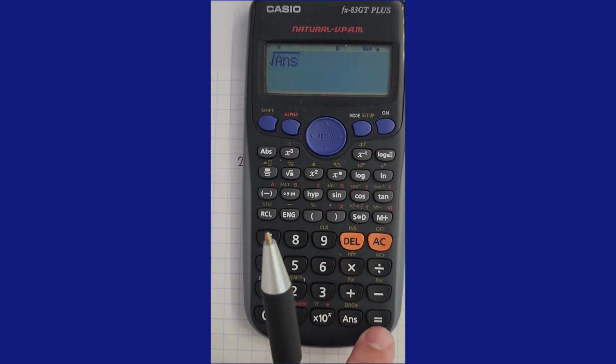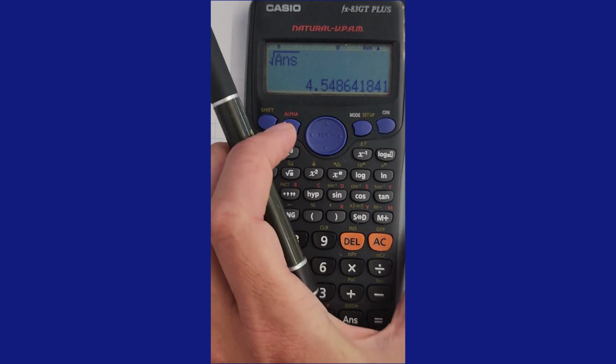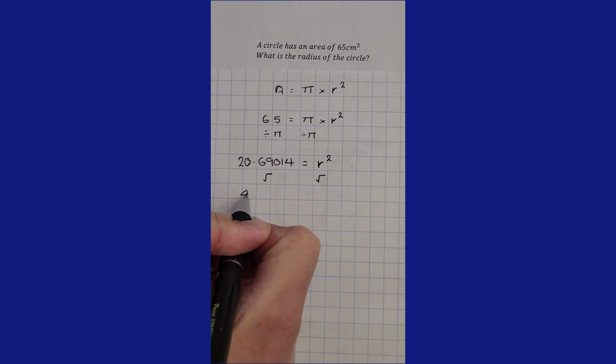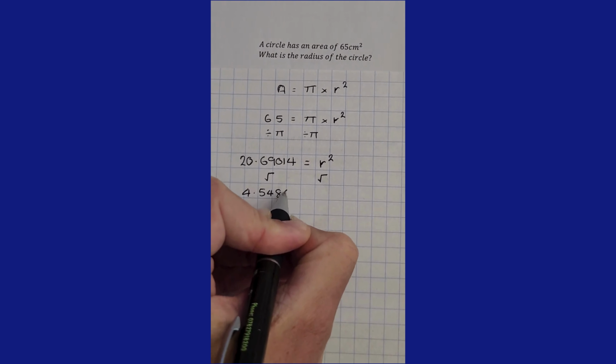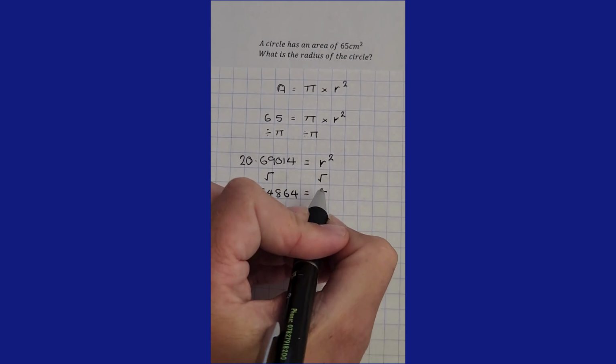When I press equals, I get 4.548. So I've got here an answer of 4.54864, and that is my radius, because what I've done is I did the square root.